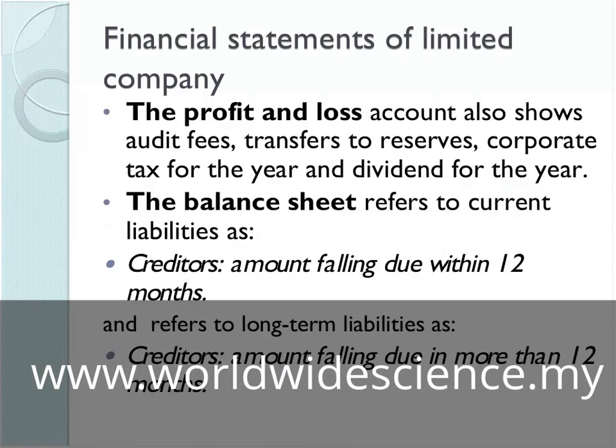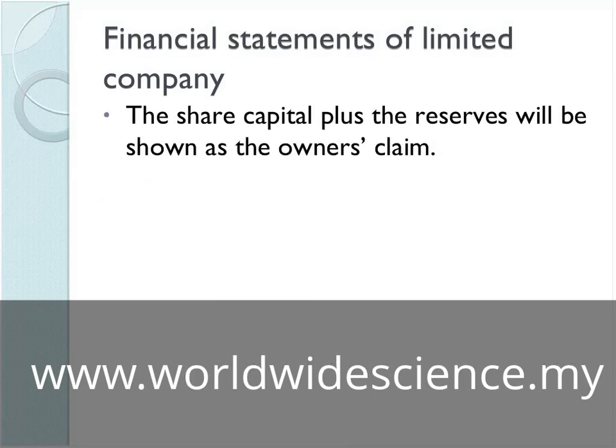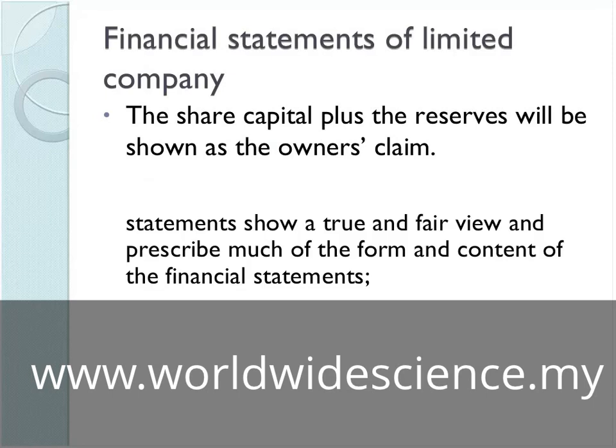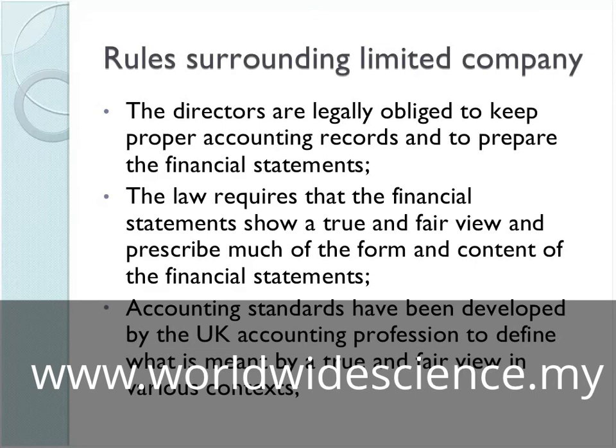Let's see the next one. The profit and loss account also shows the audit fees, transfers to reserves, corporate tax for the year, and dividend for the year. The balance sheet refers to current liabilities as creditors, and long term liabilities. These are things you know. I have just given you another kind of definition. Let's move to the next one. The share capital plus the reserves will be shown as the owners' claim, right? What rules surround the limited company?